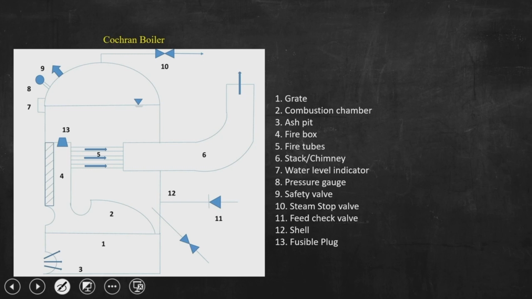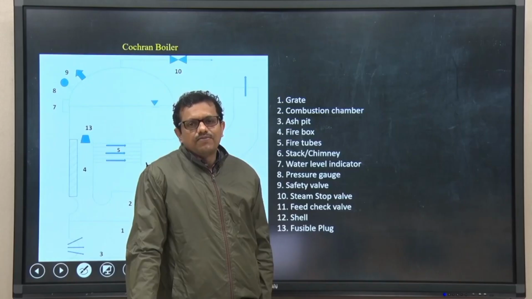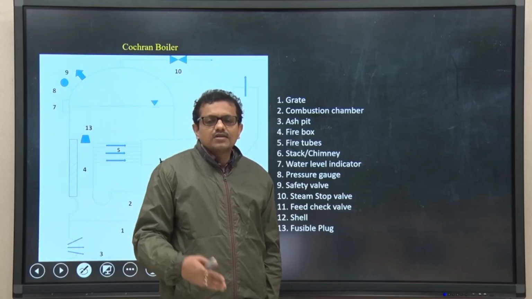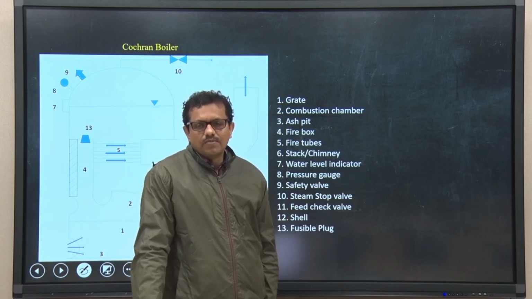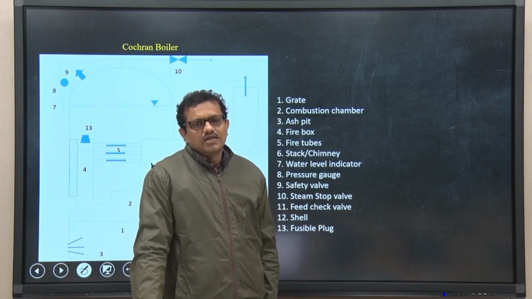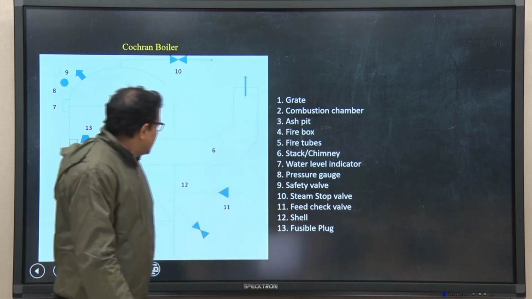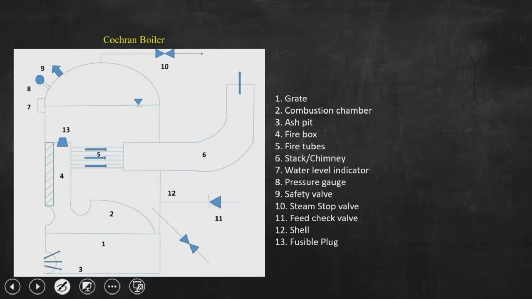The Babcock-Wilcox boiler, as I have discussed, is a water tube boiler, because water is allowed to pass through the tube and the flue gas, the high temperature products of combustion, flows through the shell. But this boiler is called a fire tube boiler. So, the Cochran boiler is a fire tube boiler.